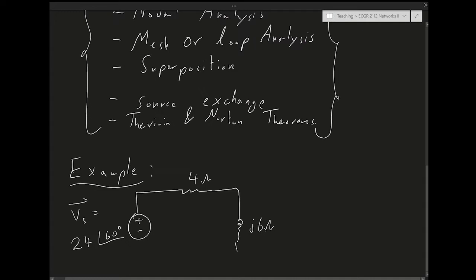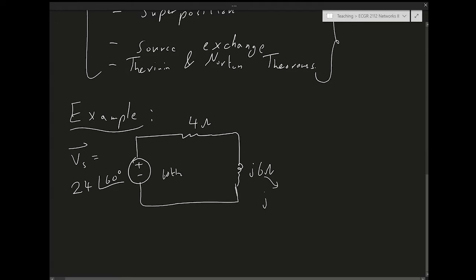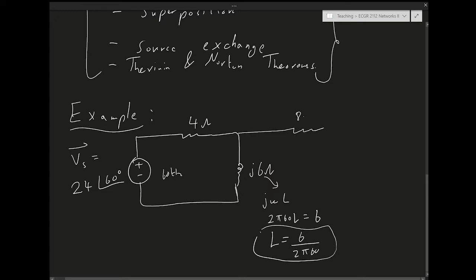So if someone asks you what the inductance of this would be, and you know that the frequency is 60 hertz, you can find the inductance from the formula j omega L. So it's going to be 2 pi 60 L equals 6, and you find L being 6 over 2 pi 60. That's how you find the inductance, right? And then the rest of the circuit is an 8 ohm resistor and a capacitor. A capacitor will always have a negative reactance, so the imaginary part will be negative. So it's going to be minus j4 ohms, right?